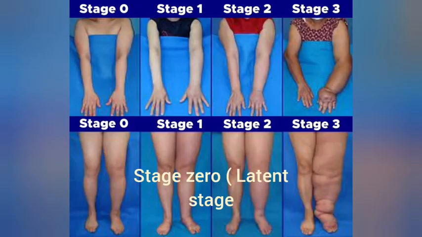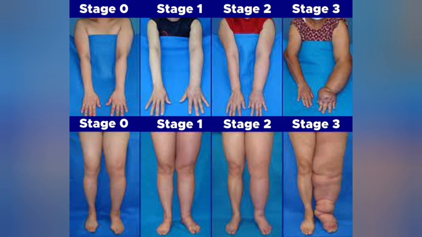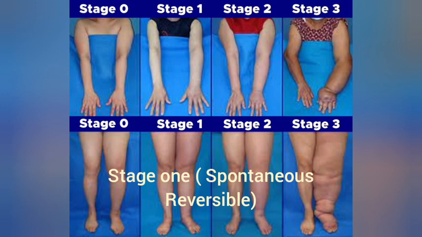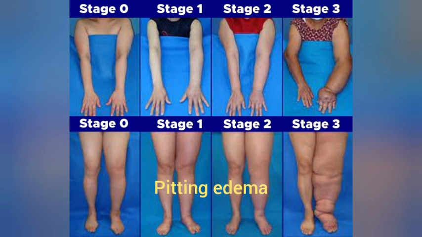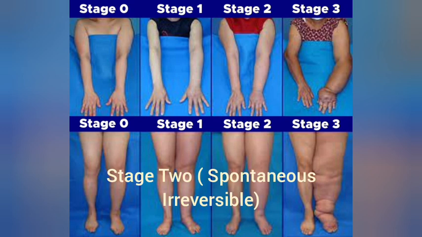Stages of lymphedema. Stage 0, latency stage. The patient is considered at risk for lymphedema development due to injury to the lymphatic vessels, but does not present with any outward sign of edema. Stage 1, spontaneously reversible, has pitting edema. Swelling at this stage is soft and may respond to elevation. Stage 2, spontaneously irreversible, has tissue fibrosis. Swelling does not respond to elevation.